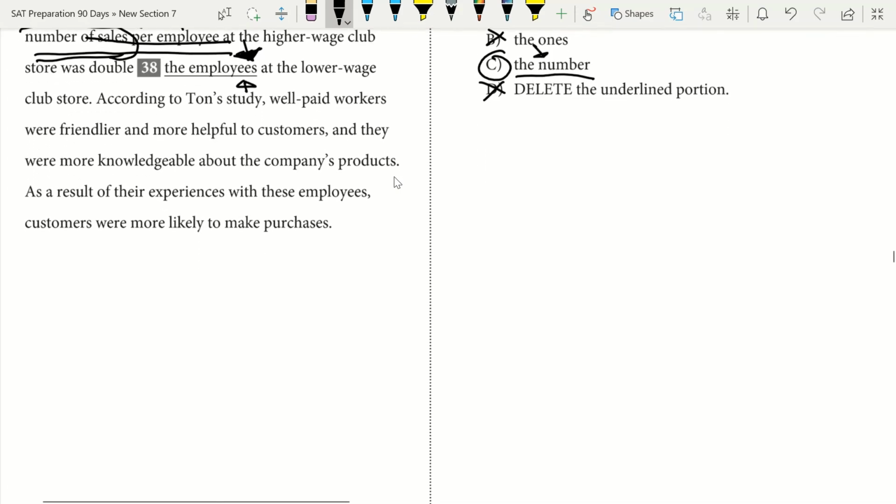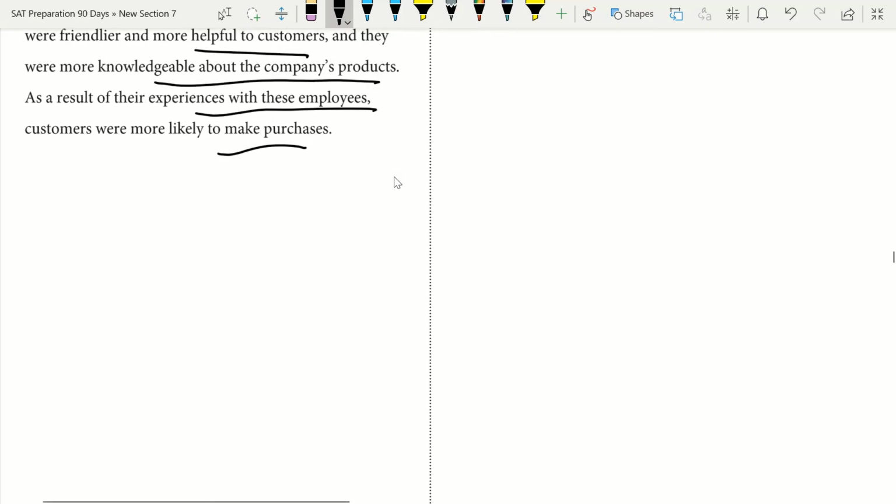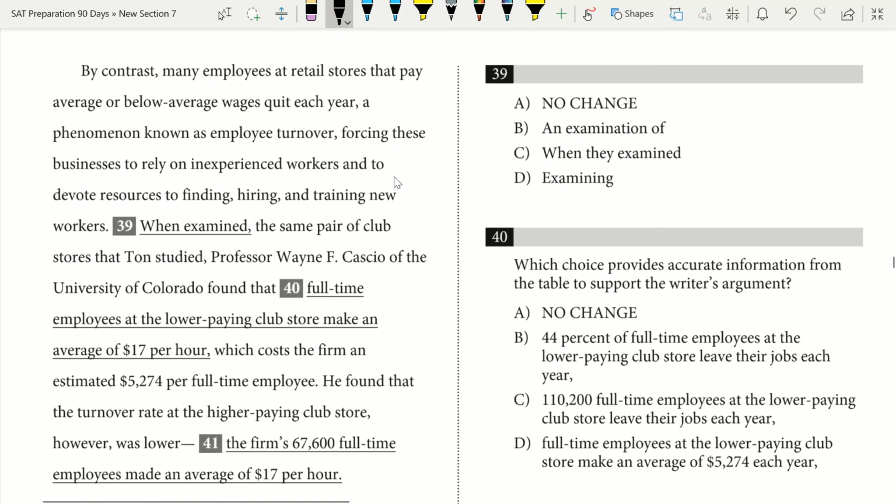So according to Tan's study, well-paid workers were friendlier and more helpful to customers, and they were more knowledgeable about the company's products. As a result of their experiences with these employees, customers were likely to make purchases. By contrast, many employees at retail stores that pay average or below average wages quit each year, a phenomenon known as employee turnover, forcing these businesses to rely on inexperienced workers and to devote resources to finding, hiring, and training new workers. All right, here I see "when examined." That doesn't really make sense here. So right off the bat, I'm probably looking at no change being an incorrect answer. So I'm going to read on, see what's coming after.